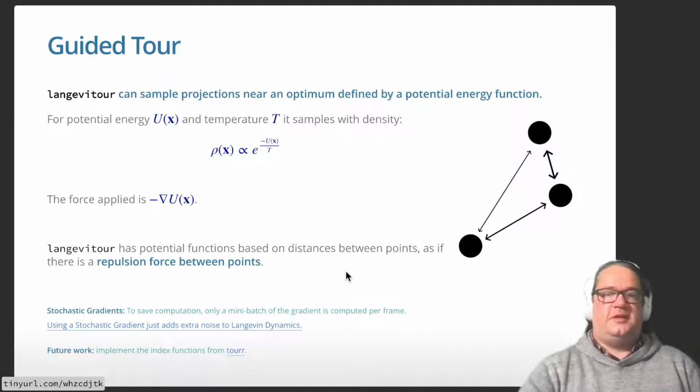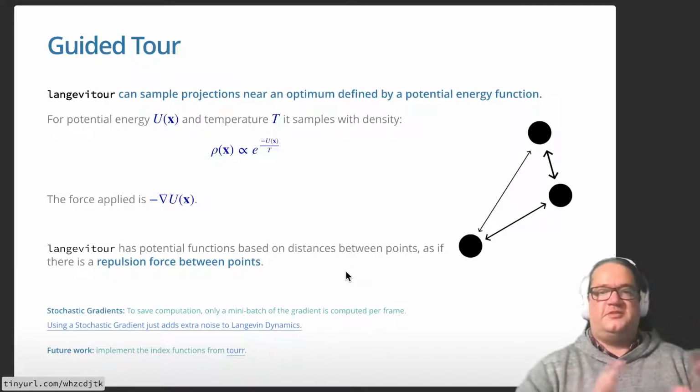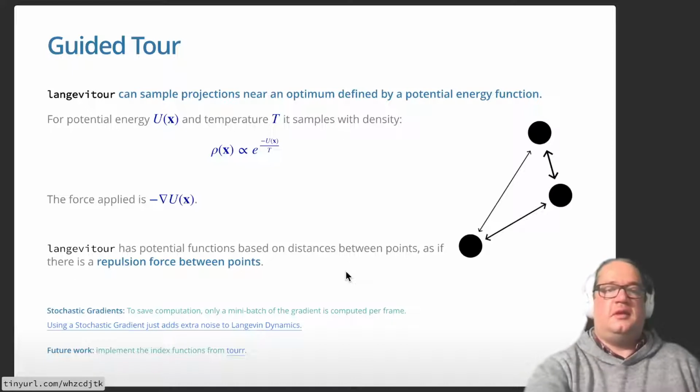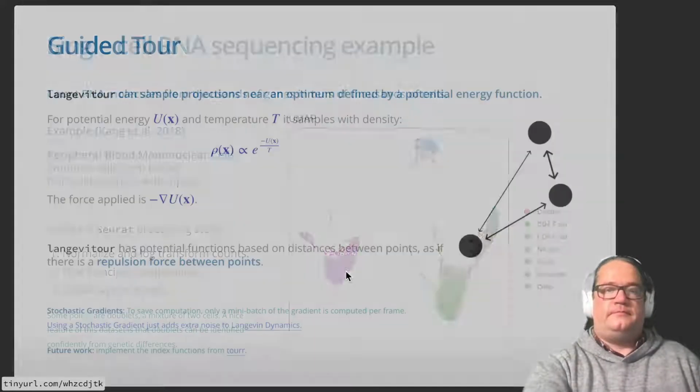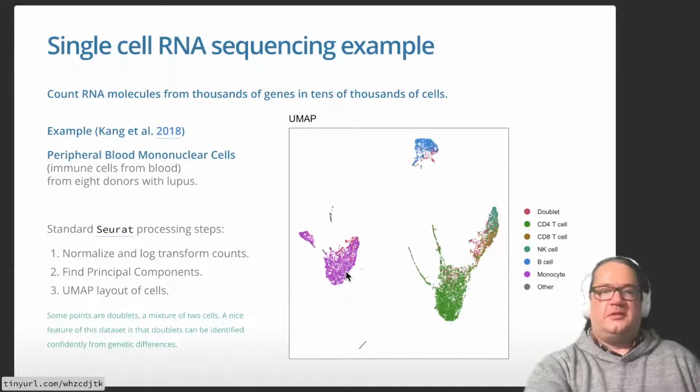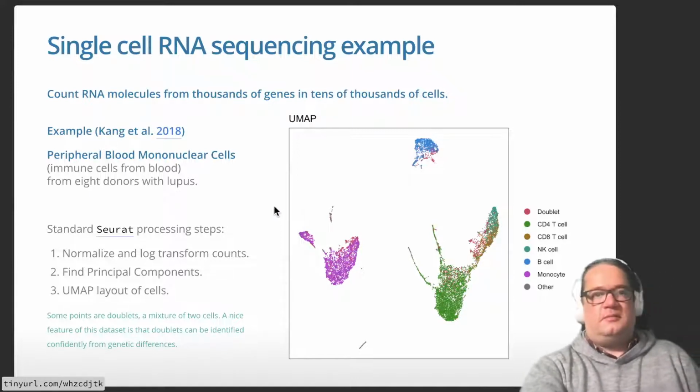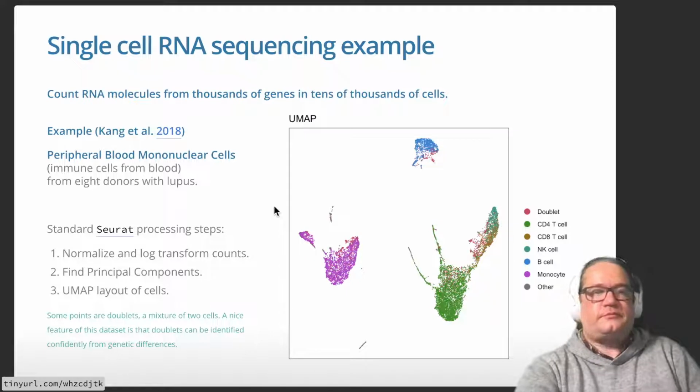So this has the effect of sort of creating a repulsion force between the points. So it'll spin around the projection to spread out the points. So I want to turn now to an example, sort of in my own line of work.